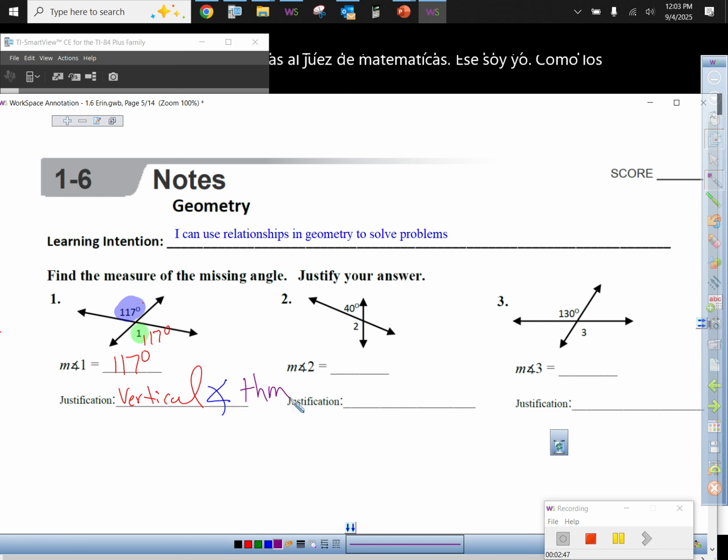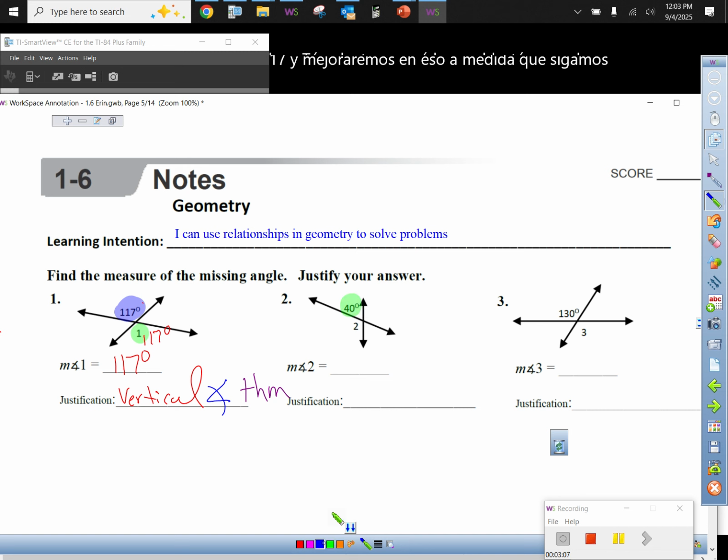To prove stuff in math, one thing you could use for evidence is a theorem, right? So the vertical angle theorem, it's so simple. If you got vertical angles, they measure the same amount, right? This one was 117, the other one's got to be 117. And we will get better at that as we keep practicing it. Cool? So, number 2, here's the magic question.